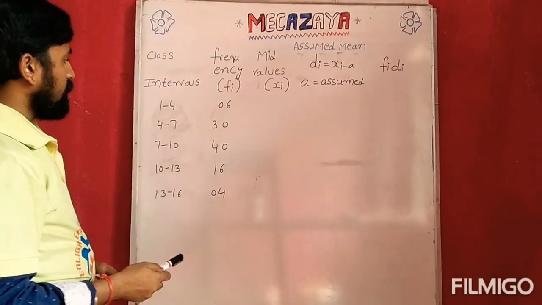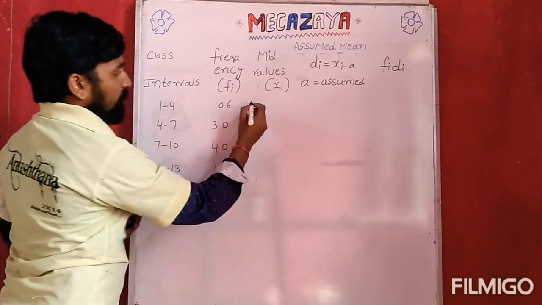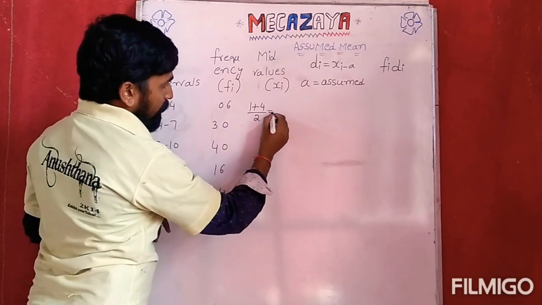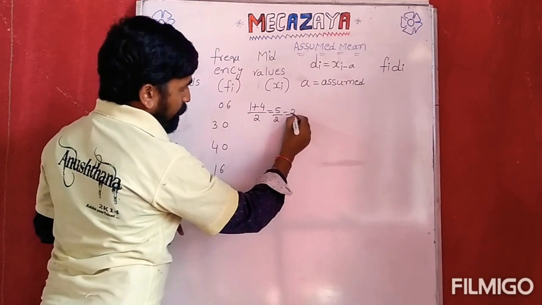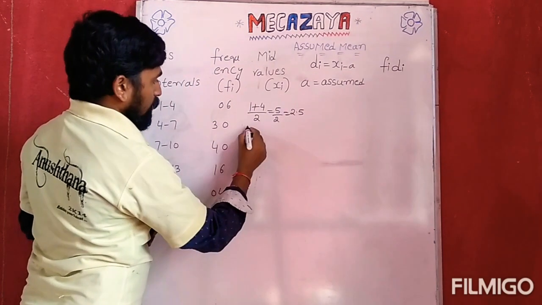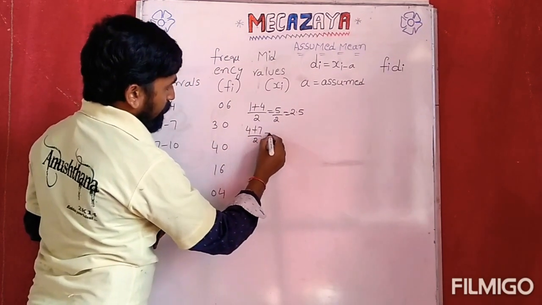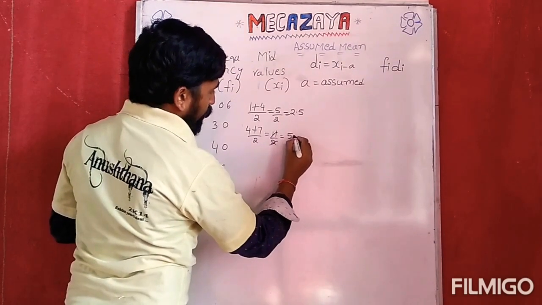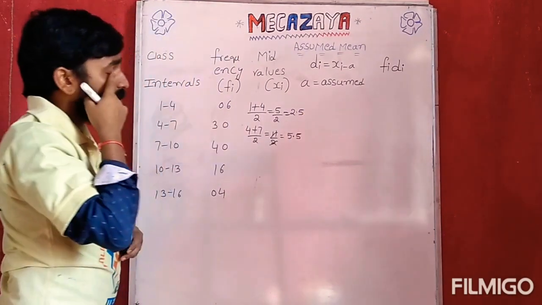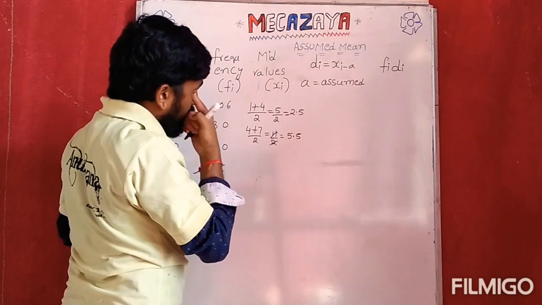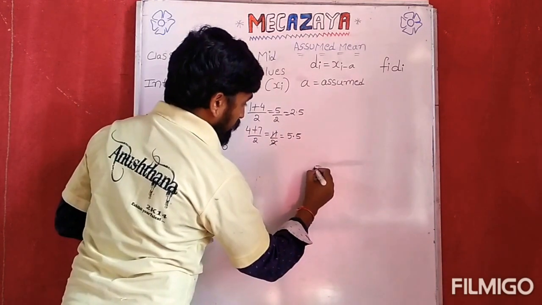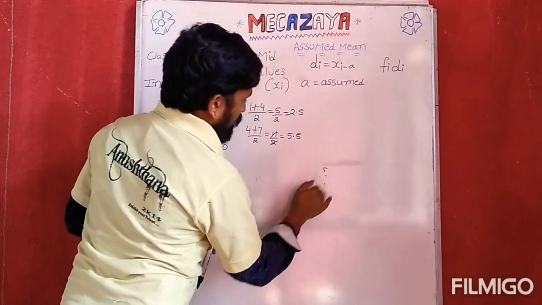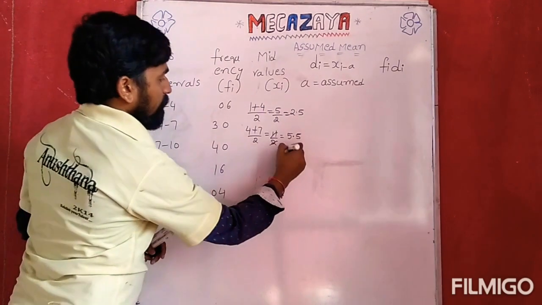So let's take the mid values. How are you going to get mid values? I already told you: 4 plus 1 by 2 is 5 by 2, so you get 2.5. Next 4 plus 7 by 2 is 11 by 2, that is 5.5. So what is the difference? 5.5 minus 2.5, difference is 3. So for each number add 3.